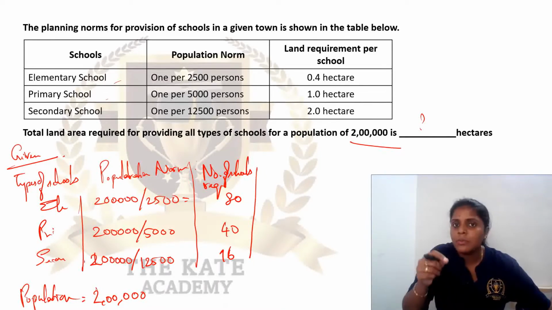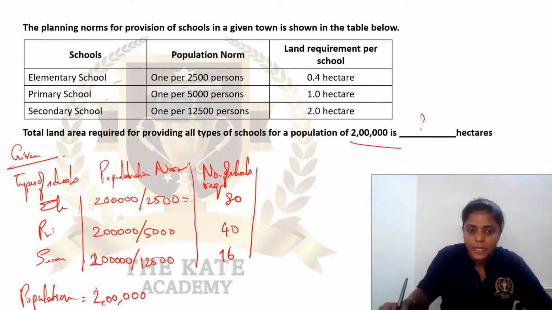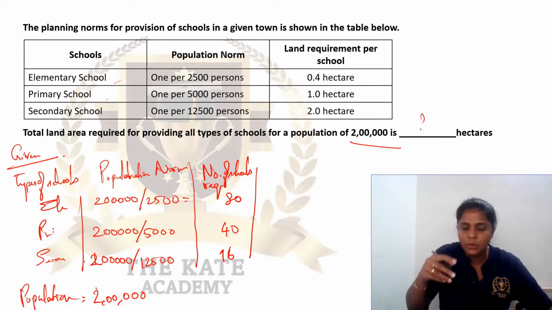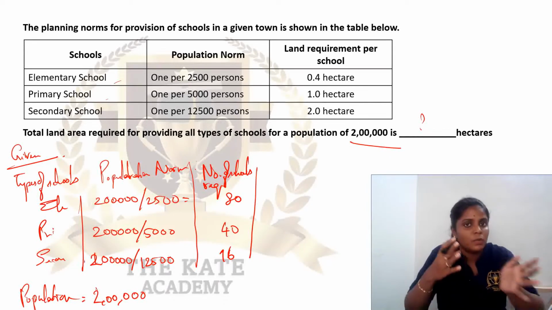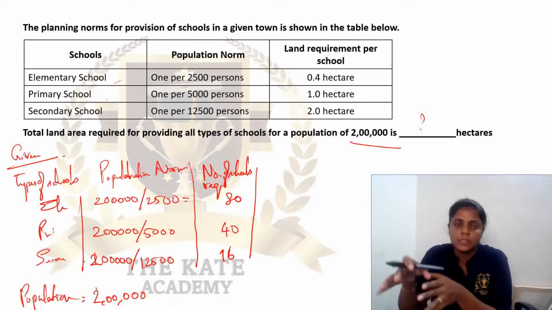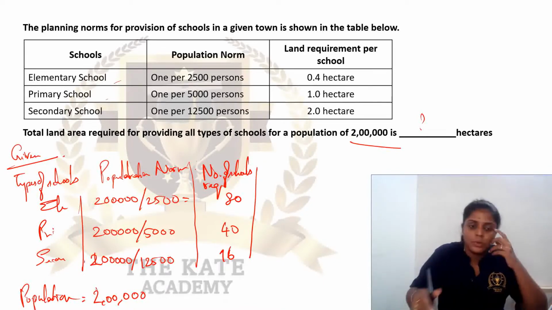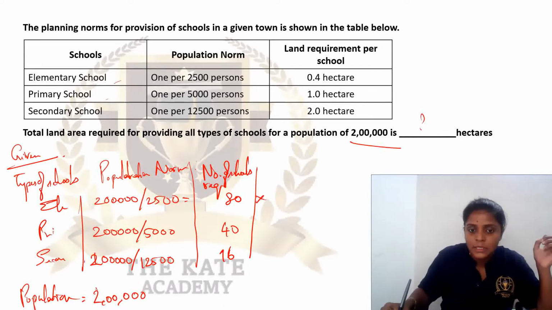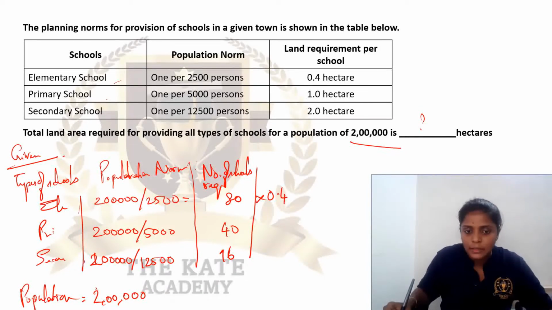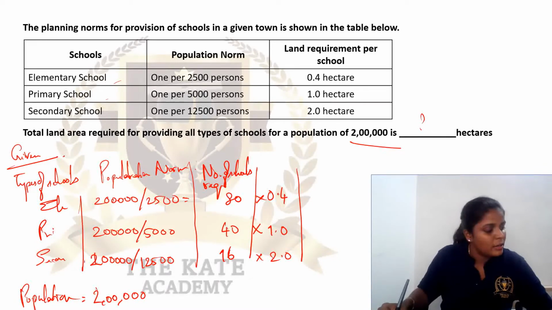Also they have given land area for each school. One school should be of how much hectares, that also they have given as a standard. So now our duty is, we know how many schools are required. Now we know for one school how much land area is required. Multiplying this will give us the total land area required for each type of school. So we are going to multiply this with 0.4, the primary school with 1.0 and the secondary school with 2.4 hectares. So that will give you an answer which is 32, 40 and 32.